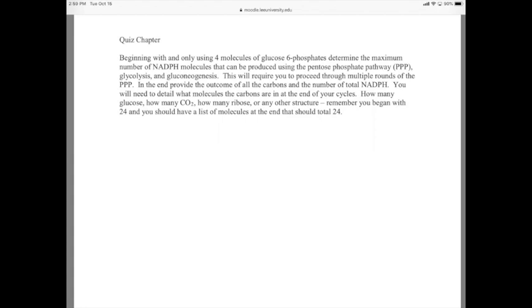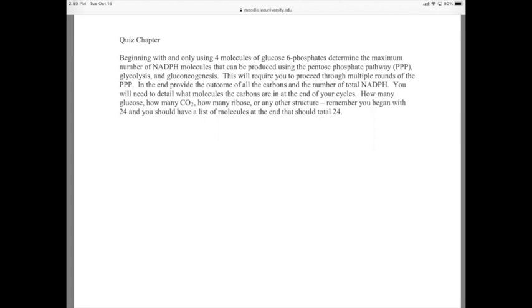Plus, okay, how many ribose 5-phosphates will I make? 4. 4 ribose 5-phosphates, plus I make something else. See, if you knew all the pentose phosphate pathway now, you know it.